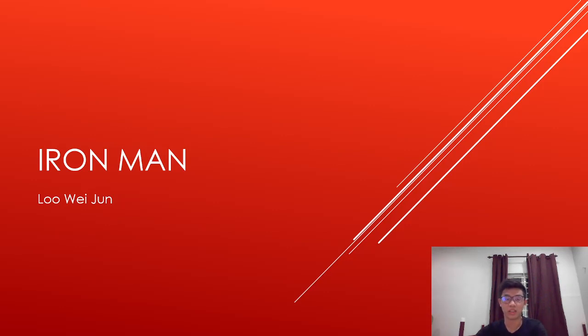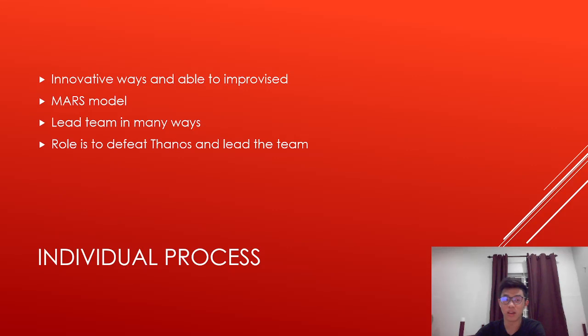I will present how Iron Man in Avengers: Endgame, how the character is. For the individual process, Iron Man actually uses many innovative ways and is able to improvise in many situations. In the movie, he is leading the team by giving specific roles and tasks. Even when a sudden situation happens, they can still handle it with Iron Man's leadership.